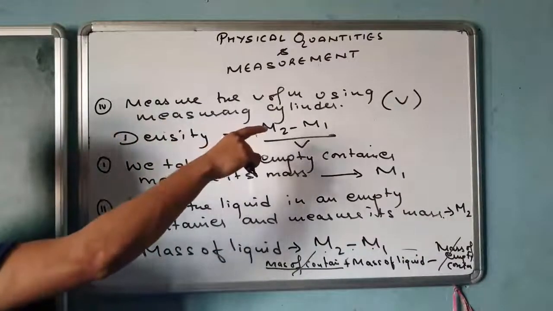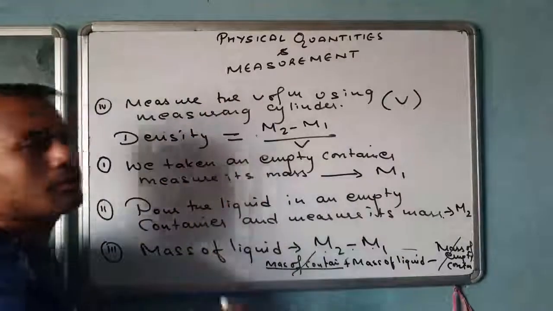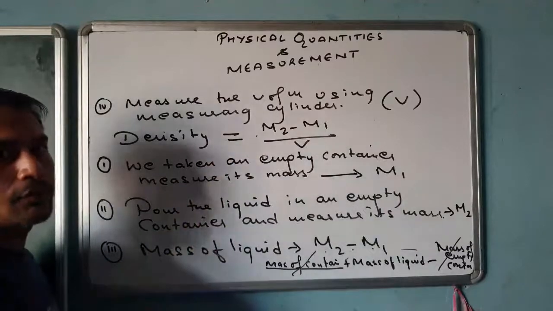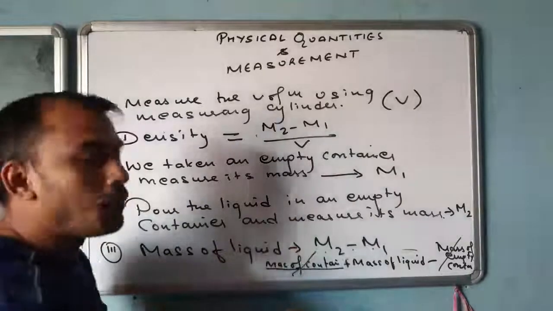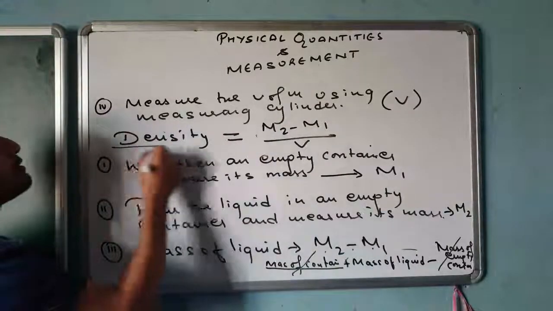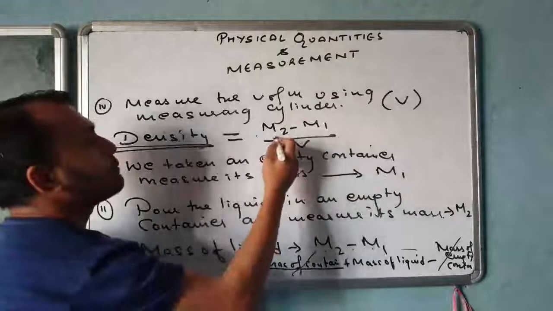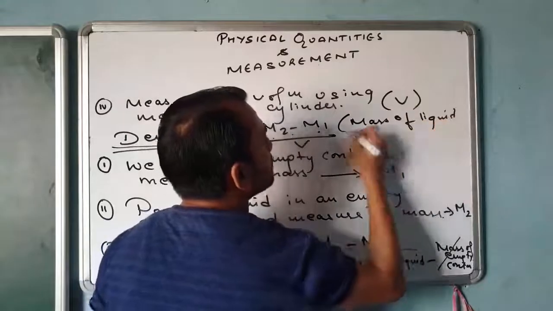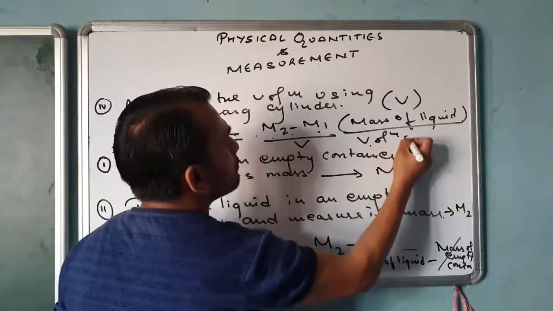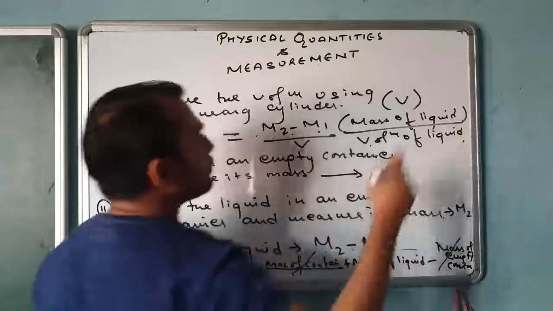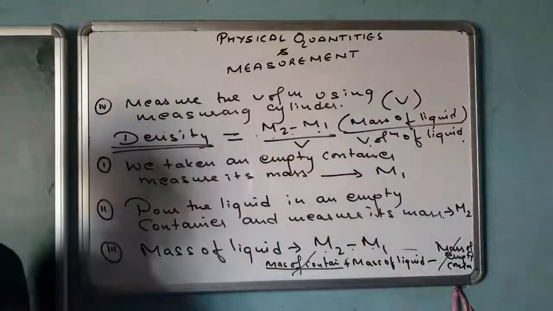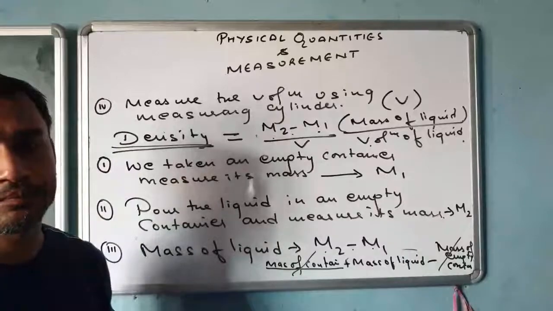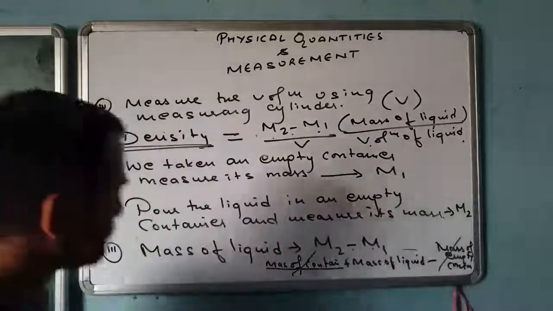To find the volume, we make use of a measuring cylinder or a Eureka can or other volume measuring devices. And once we know the mass of the liquid and the volume of the liquid, the density can be calculated by the formula (M2 minus M1), which is the mass of liquid, by V, the volume of liquid. So this is the first topic we have discussed today, how we can measure the density of a liquid. Now let us move on to the next topic.